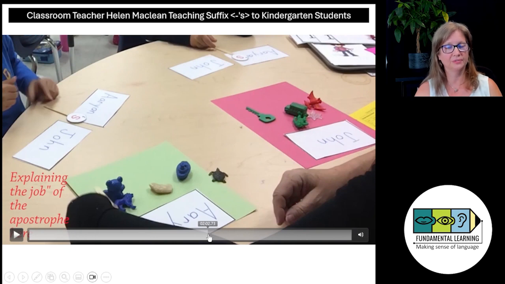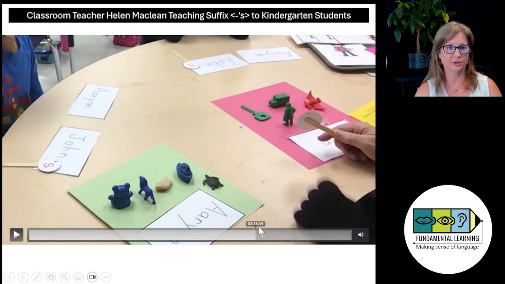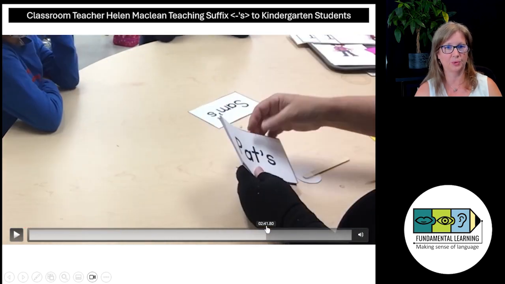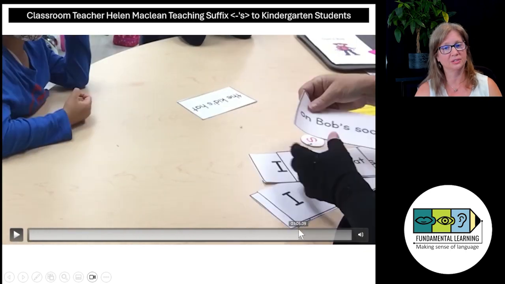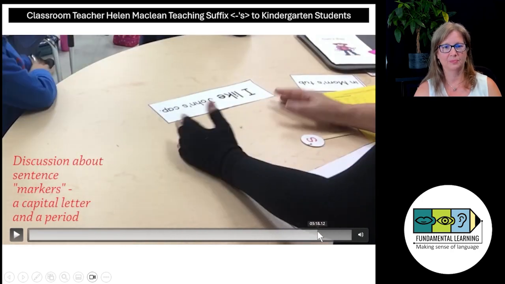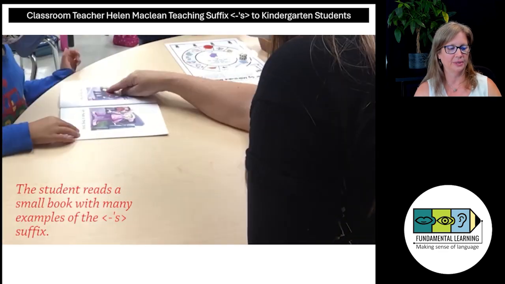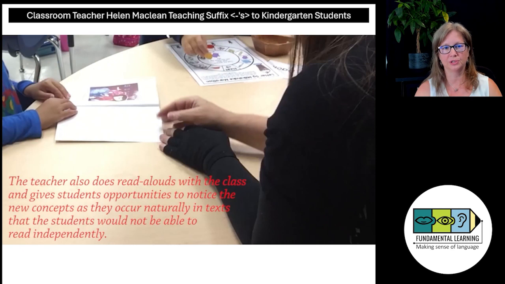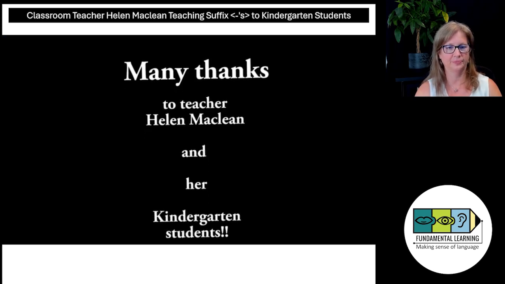So the teacher goes through and gives them many opportunities to practice that. And then she gives them words to read on cards that have that, and they discuss what that would mean. And then she moves on and also gives them the opportunity to read phrases, and she discusses phrases and sentences. And she has many opportunities for them to apply what they've learned. And then at the end, they read a little book. And she also will do read-alouds with the class, so enabling them to see that concept applied in words that they couldn't read, books that they couldn't read independently.